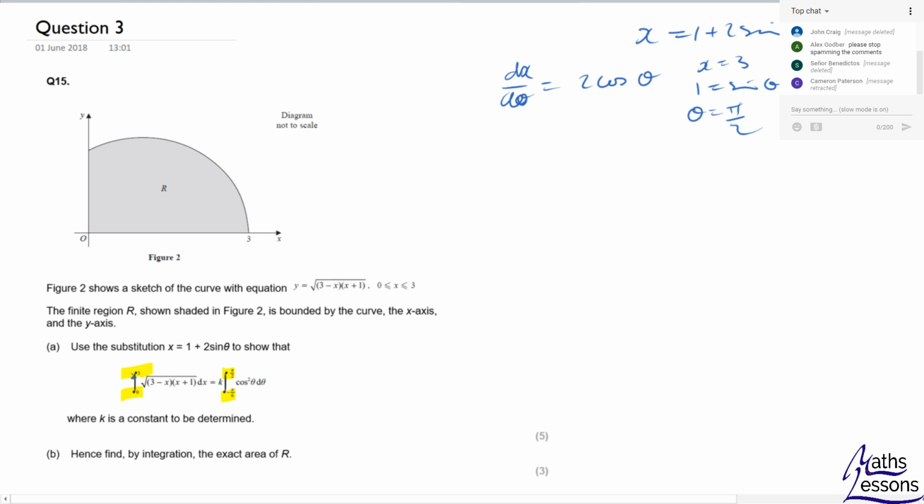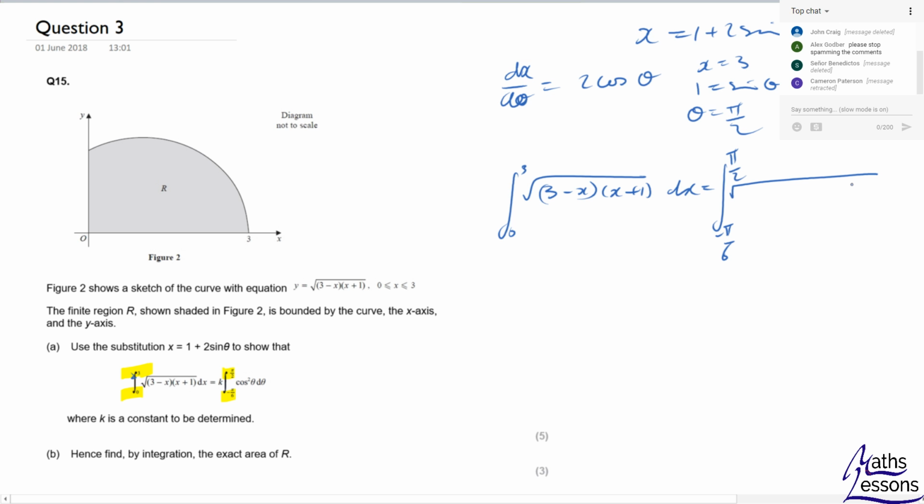And if x equals 0, then we get minus a half will equal sine theta. Because we take away 1, divide by 2, and therefore we get minus pi by 6 equals theta. So let's put that all into our integral. So we have got the integral from 3 to 0 of root 3 minus x plus 1 dx will equal the integral. Now we're going to go from minus pi by 6 to pi by 2 of the square root.